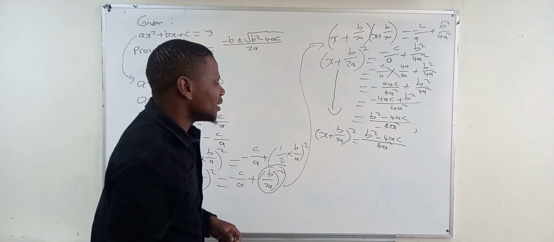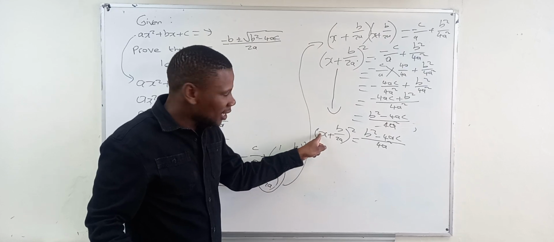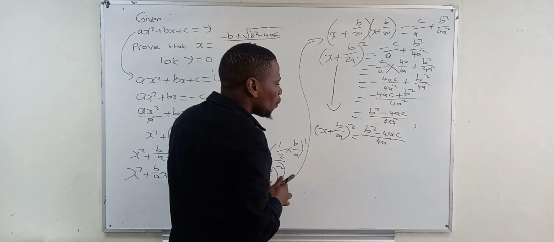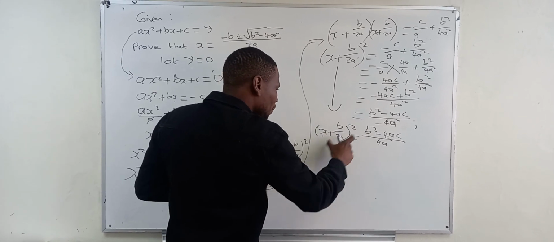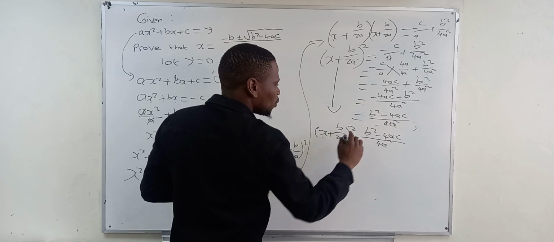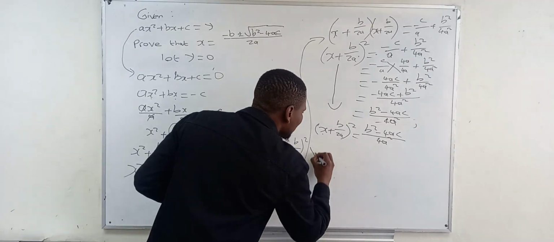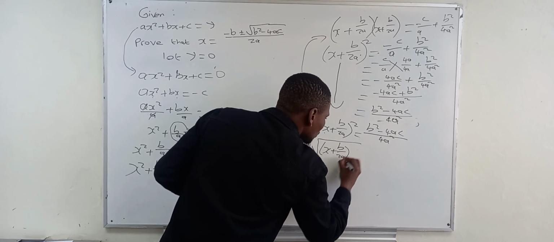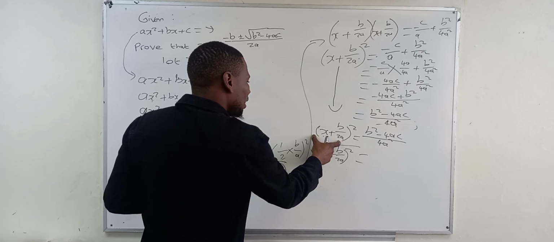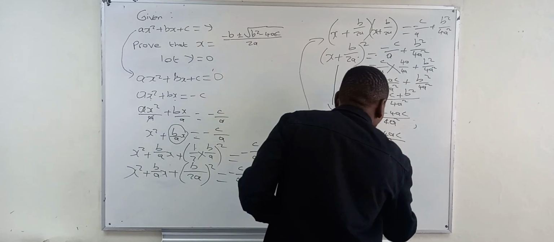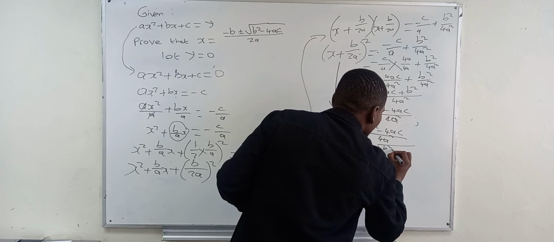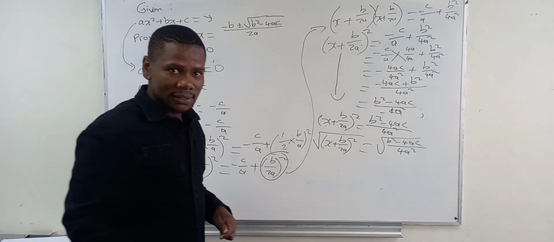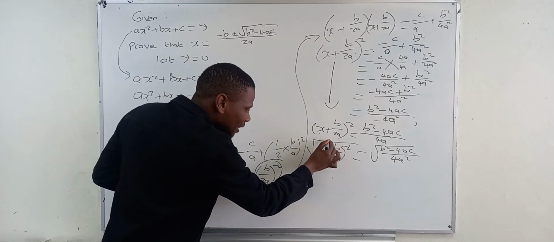So what do we do from here, guys? We want the value of x. So the x value is in the bracket and the bracket is squared. So what do we do if we want the value of x and the bracket that the value of x is in it is squared? We introduce the square root. So from here we say the square root of x plus b over 2a squared. What you do on the left hand side, you also do on the right hand side. So we'll be having what? The square root of b squared minus 4ac over 4a squared. So the square will cancel the square root.